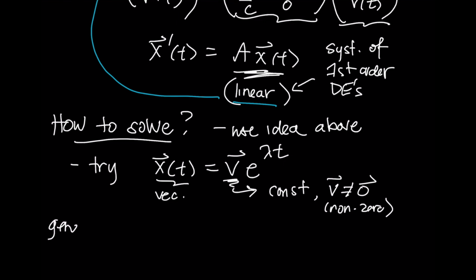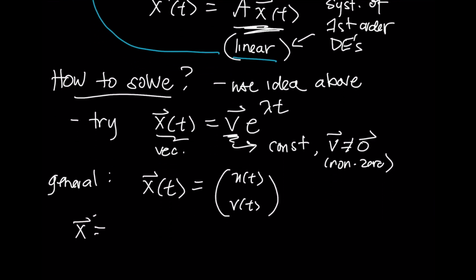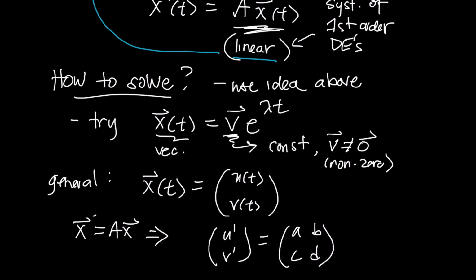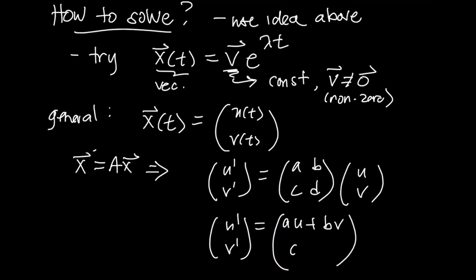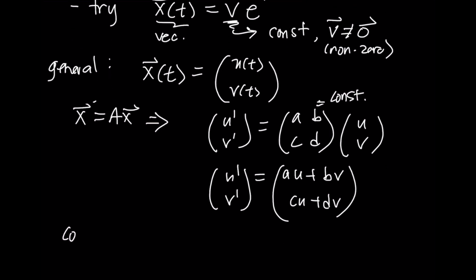We're going to write this a little more generally. If we have a first order system, we can say that this is some u of t and some v of t. A first order system would look like this: u prime and v prime equals the matrix a, b, c, and d, times u and v. This would give us u prime and v prime as au plus bv and cu plus dv. We're going to assume that all of these things in here are constants. So our coupled system ends up looking like this.